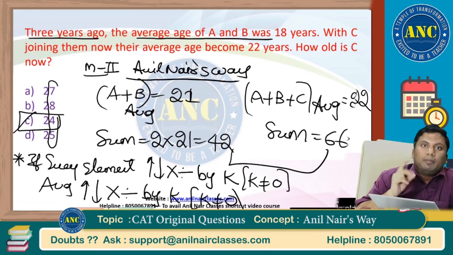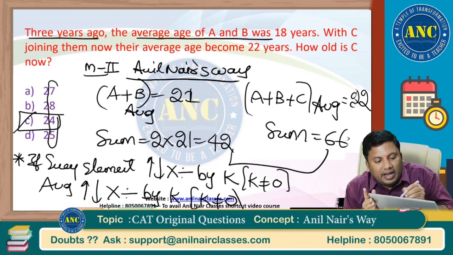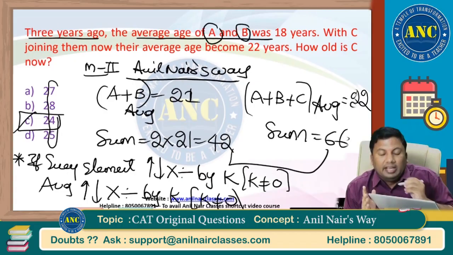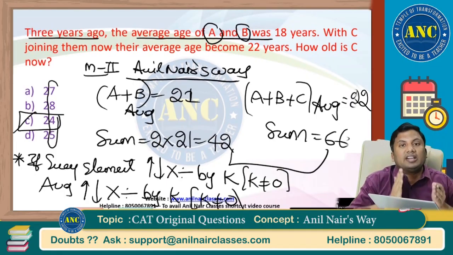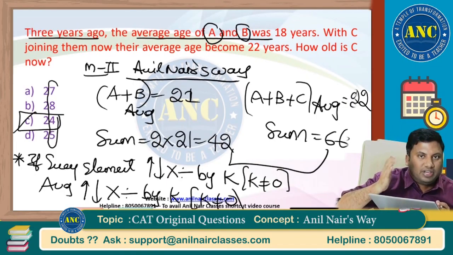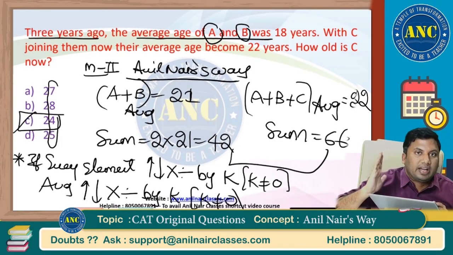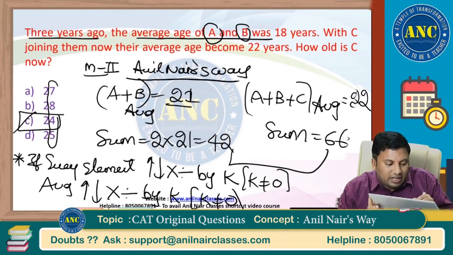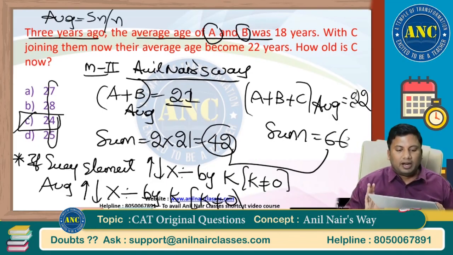Again, second time I am repeating. Every explanation I will repeat twice. 3 years ago, the average age of A and B is 18. After 3 years, everybody's age increased by 3. If everybody's age increased by 3, average also increased by 3. Average is 21, 2 people are there, 2 into 21 is 42. Average is nothing but the sum of the quantities divided by the number of quantities.